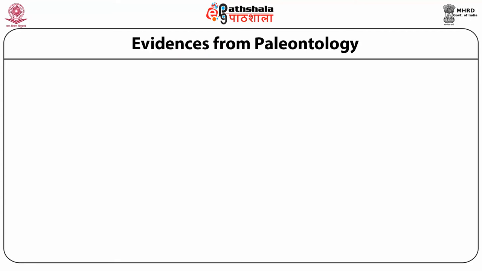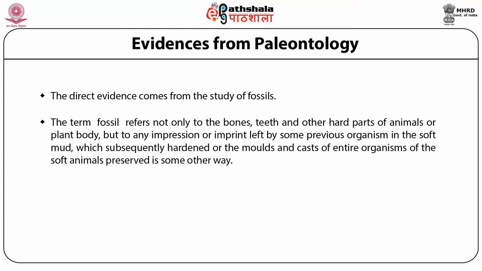Evidences from paleontology. Evidences in support of evolution discussed so far are of a circumstantial nature, but the first direct evidence comes from the study of fossils. The term fossil refers not only to the bones, teeth and other hard parts of an animal or plant body, but to any impression or imprint left by some previous organism in the soft mud, which subsequently hardened, or the molds and casts of entire organisms, or soft animals preserved in some other way. Mostly fossils are found in sedimentary rocks, which are formed by the deposition of sand or mud on the bottom of a lake or sea.